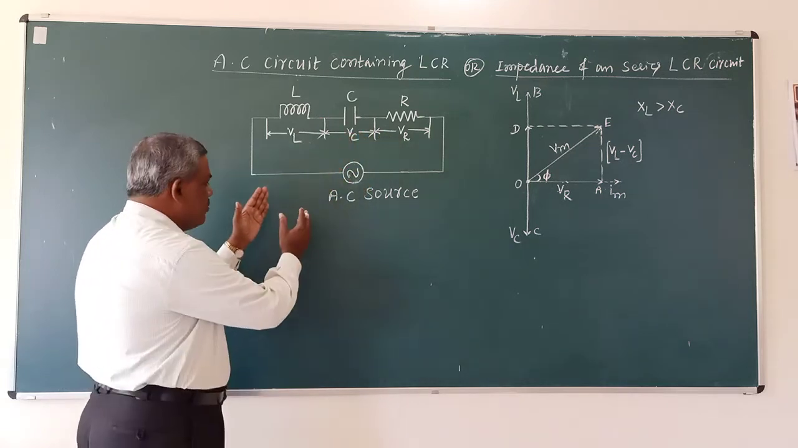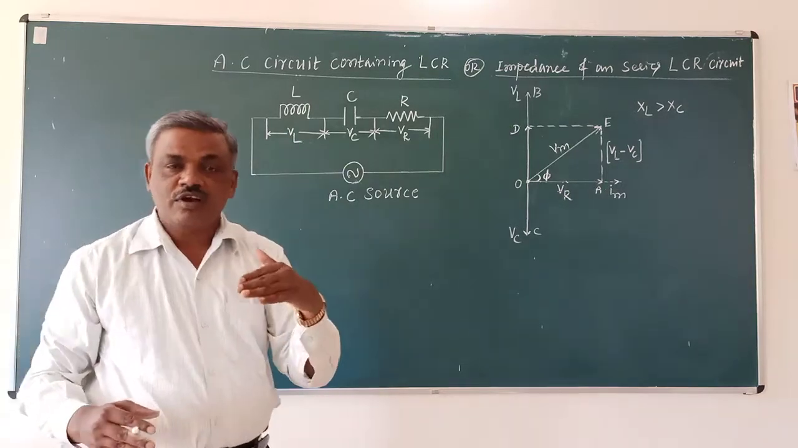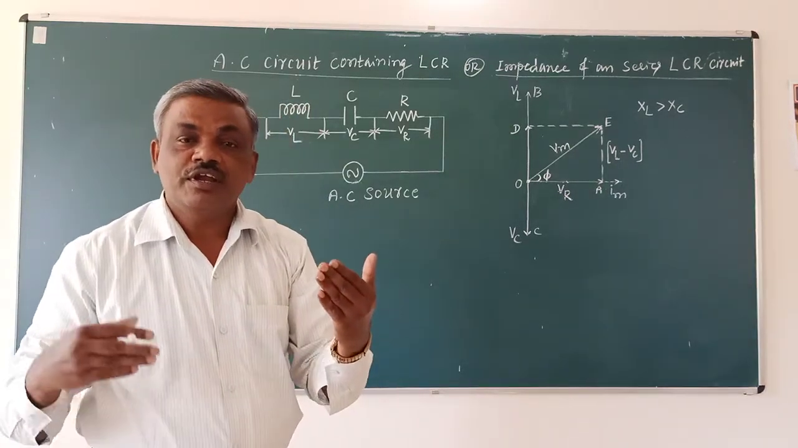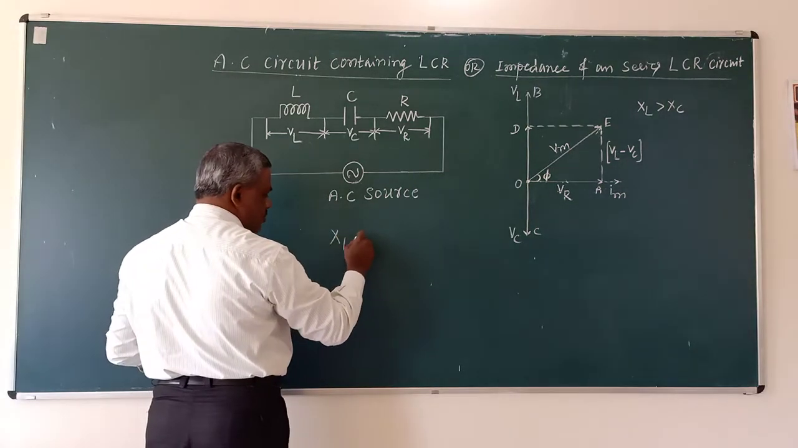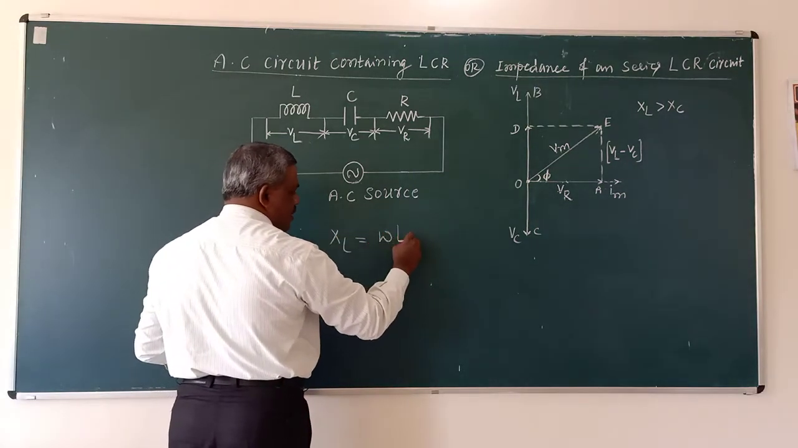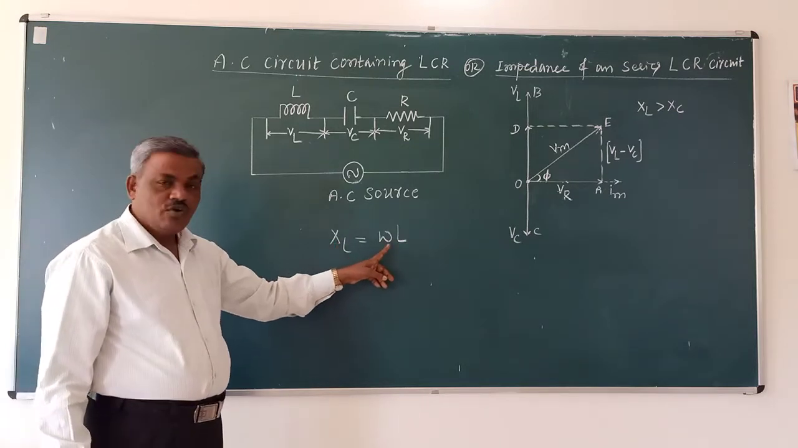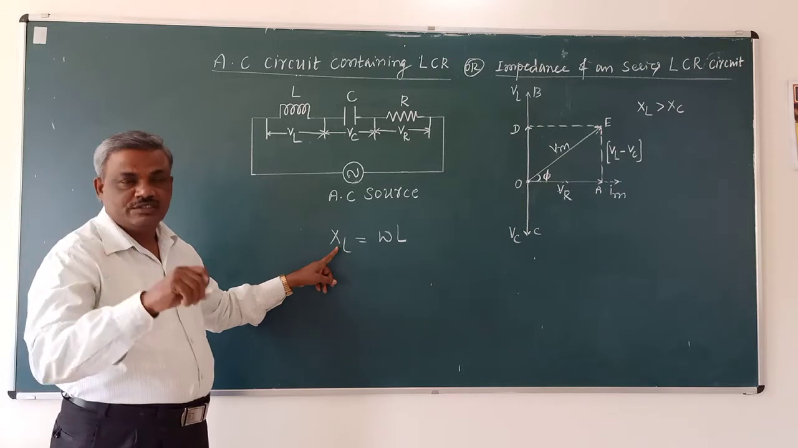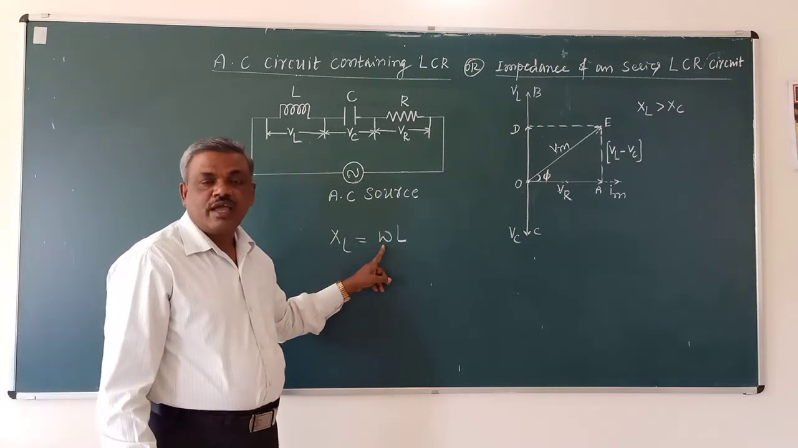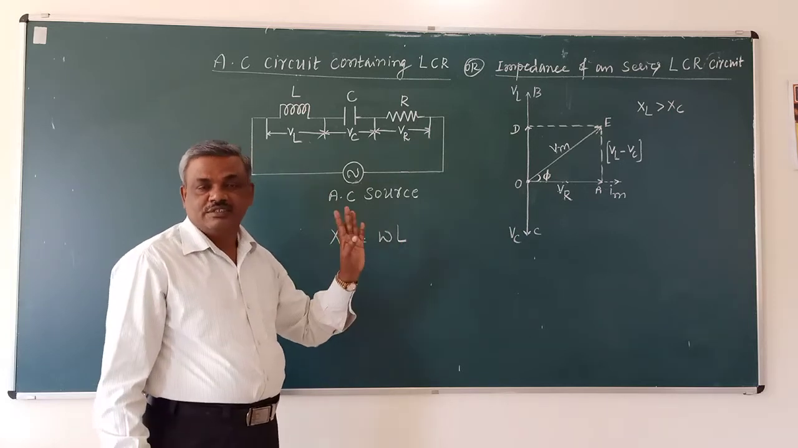Now the alternating voltage applied to a pure inductor. Already you know from the last class, inductive reactance XL equal to omega L. XL is the inductive reactance, omega is the angular frequency of AC, and L is the inductance of the inductor.